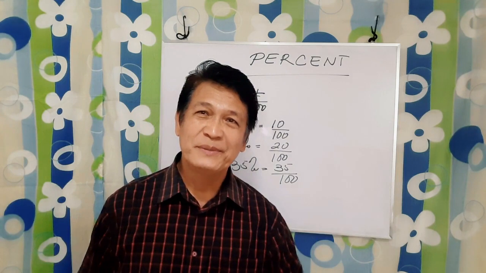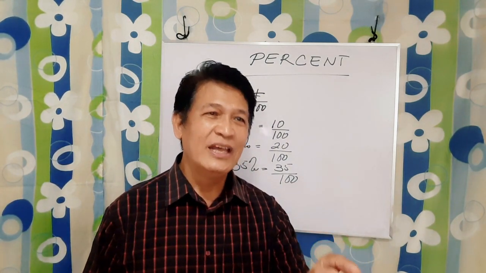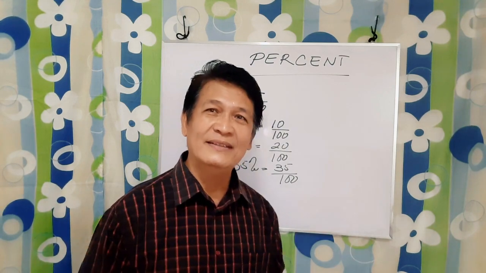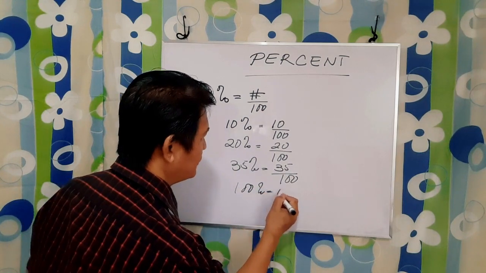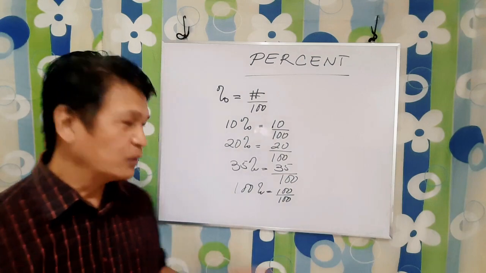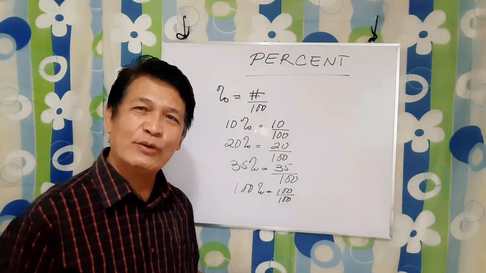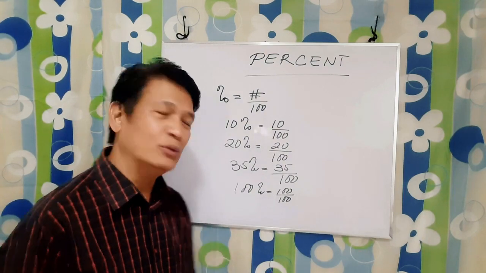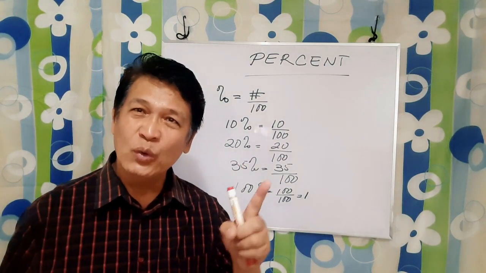What about 100%? Have you heard of the saying, oh, you have to do very good, you need to get 100% so that you will become first honor? So you see, there is 100%. 100% is equal to 100 over 100. But what is 100 over 100? A number whose numerator is equal to its denominator is equal to 1. So 100 over 100 is 1 whole.